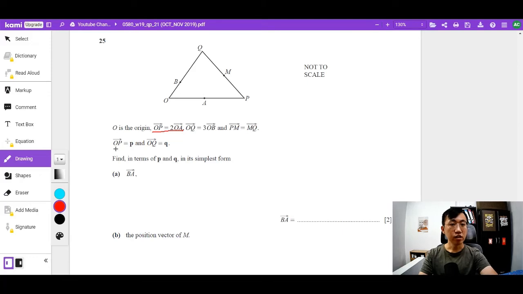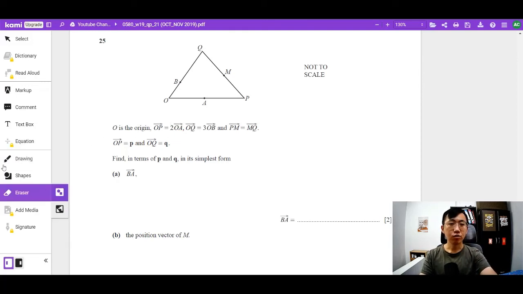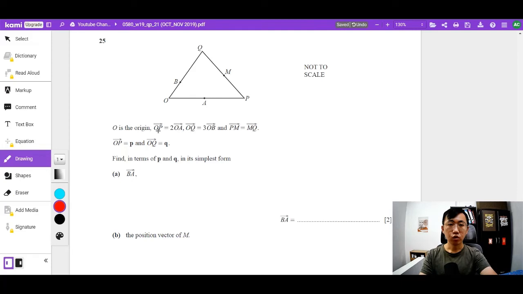Continue to read. The vector OP is denoted by the letter P, fine. OP is going to be denoted by the letter P. OQ, the vector, is going to be denoted by the letter Q. Okay, here. So let's start. After you have digested the information, now we are going to start labeling. Alright. So OP is 2 times OA.